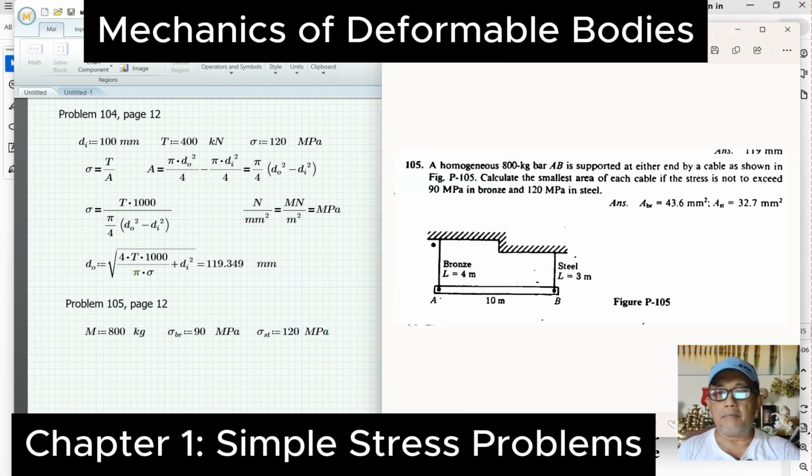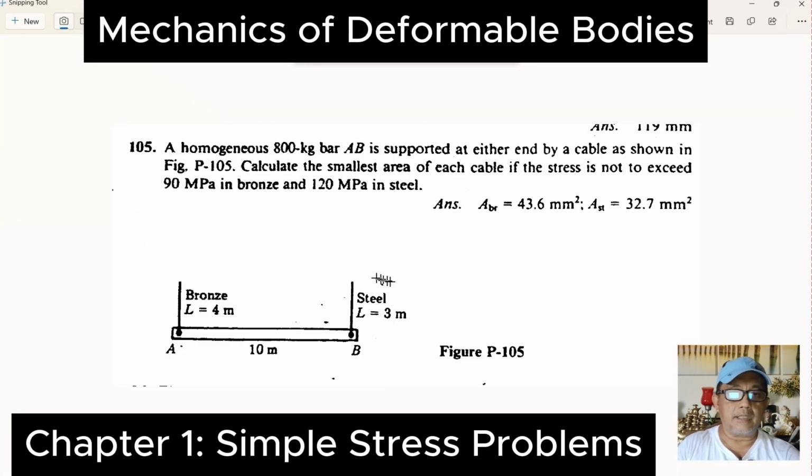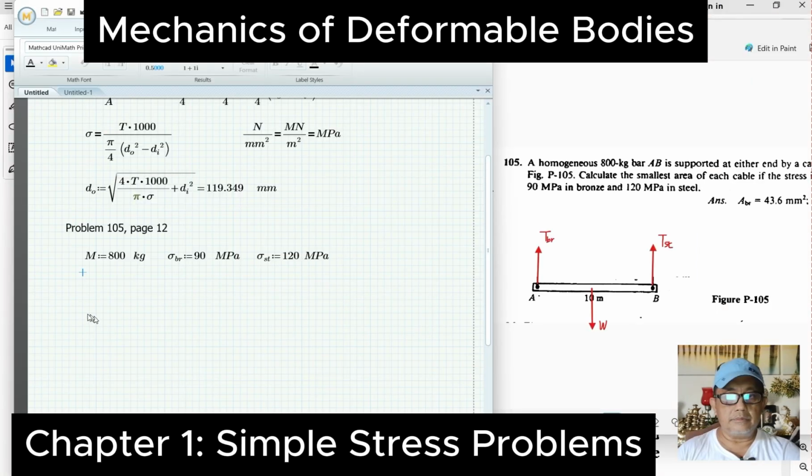So first we'll draw the free body diagram of bar AB. We are going to cut these cables here. Since we cut the cable, it will be replaced by tensile forces going in this direction. This will be a tensile force for the bronze, and this is the internal tensile force for the steel. And then we also have, of course, the weight of the homogeneous bar.